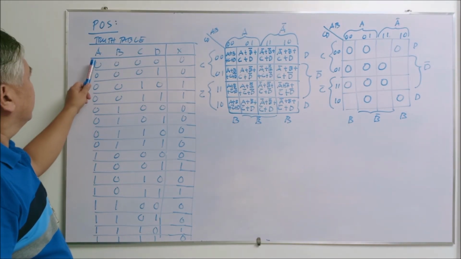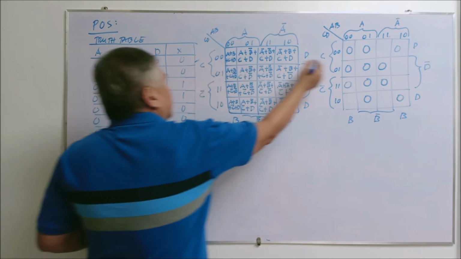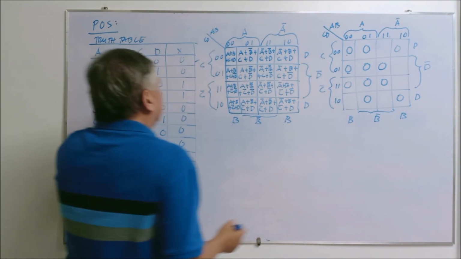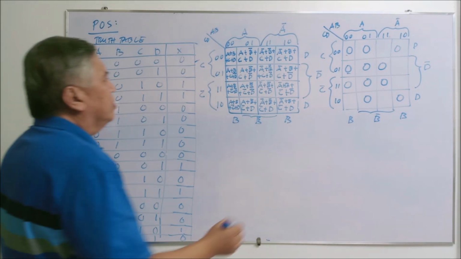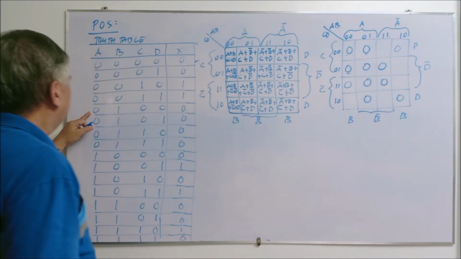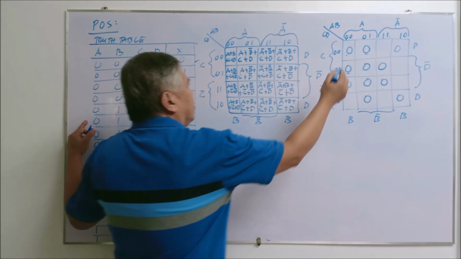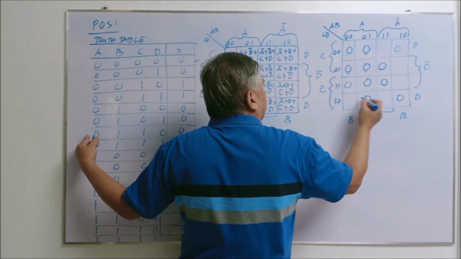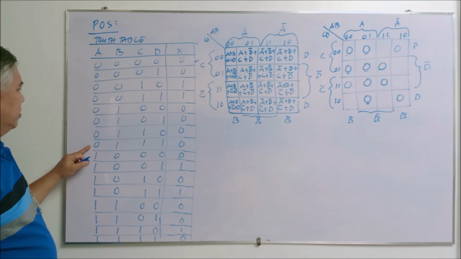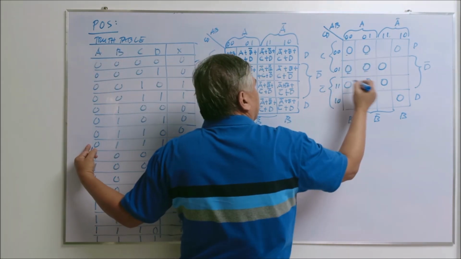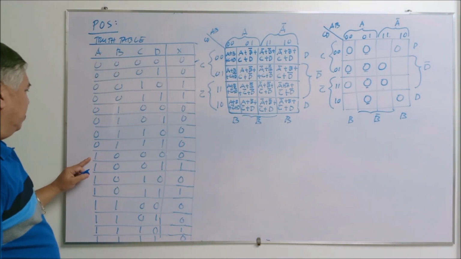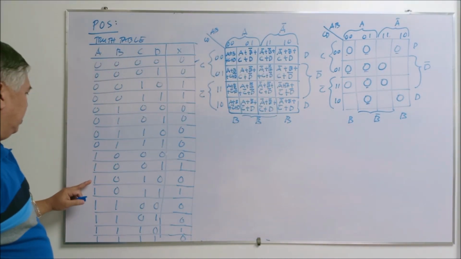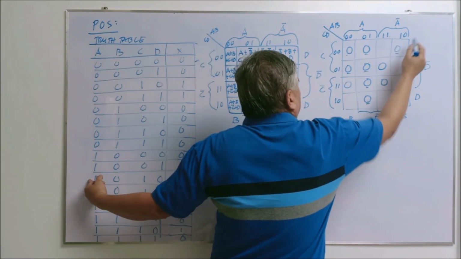So to review, we have 0 0 0 0, then 0 0 0 1, then you have 0 1 0 0, then 0 1 0 1, then 0 1 1 0, and then 0 1 1 1, and then 1 0 0 0, and then 1 0 1 0.